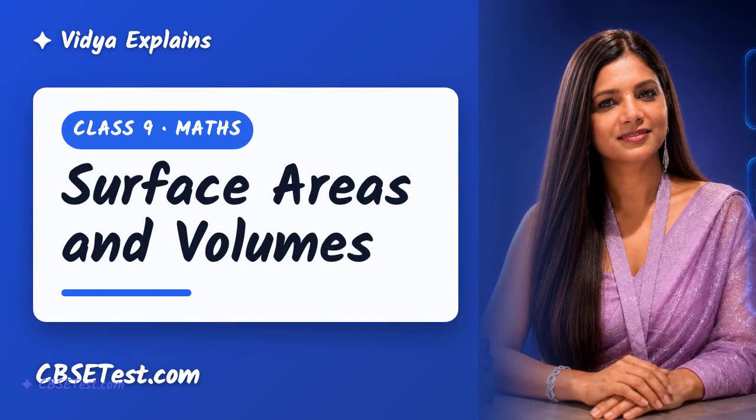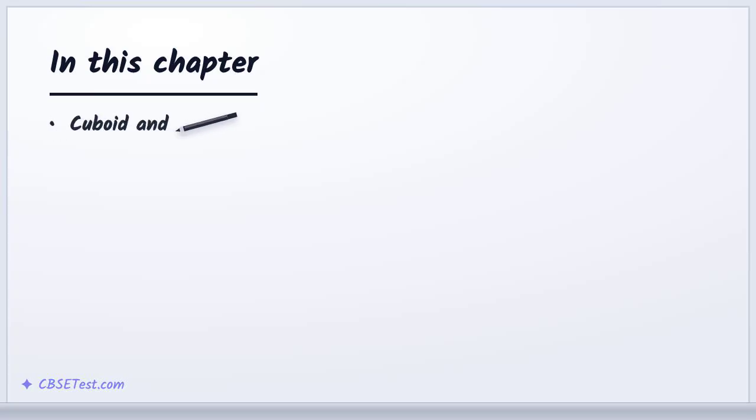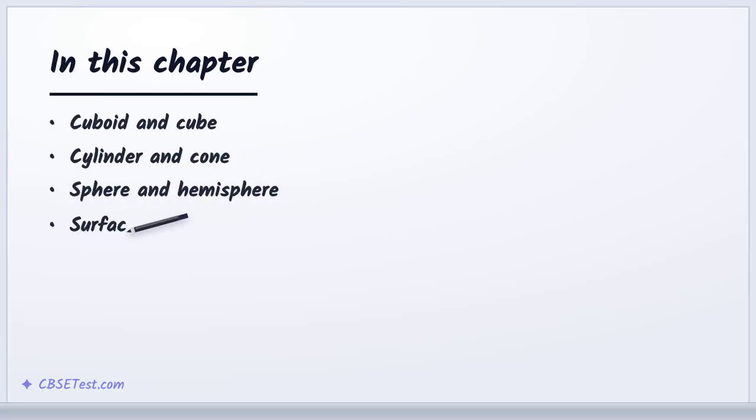Let's learn surface areas and volumes together, step by step. This chapter measures solid shapes. Surface area is how much skin covers a solid. Volume is how much space it fills. We'll collect the formulas for cuboids, cylinders, cones, and spheres.